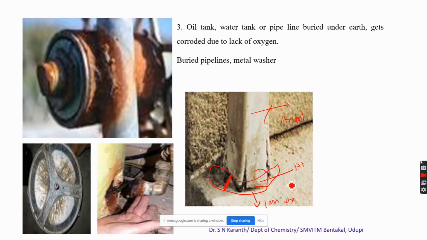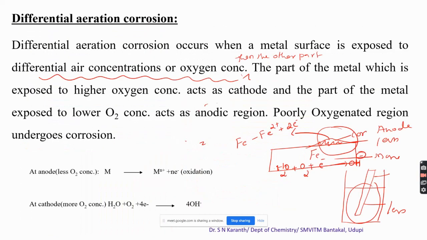As a result, due to the variation in the oxygen concentration, an oxygen concentration cell is set up, or in other words, the metal exposed to a lower oxygen concentration acts as anode and undergoes corrosion. You can observe clearly here, even with the same metals, some region is exposed to the atmosphere, whereas another region may have some deposition of moisture and also less oxygenation. As a result, corrosion takes place. This type of corrosion we call differential aeration corrosion.